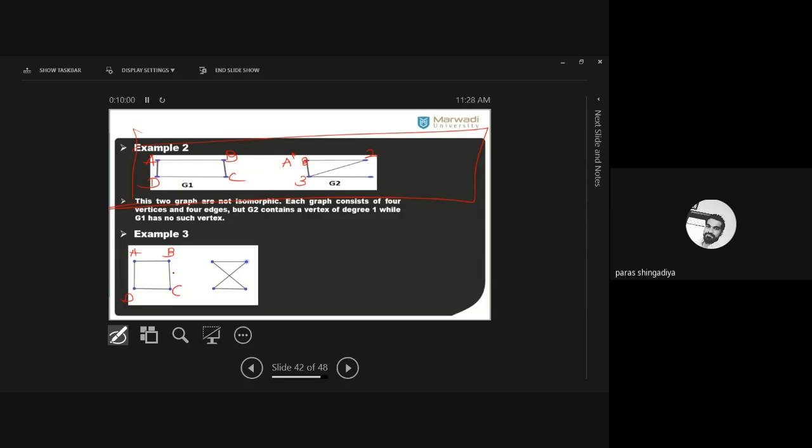Okay, so A with A dash. Clear? A has degree 2. So let's consider this place as A dash, whose degree is 2. And A is adjacent with B and D, whose degree is also 2 here. So find such a place in this graph which will be the image of A, whose degree is 2. And A dash should be adjacent with 2 more vertices whose degree should also be 2.